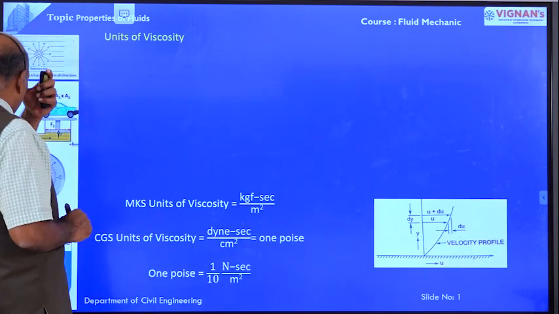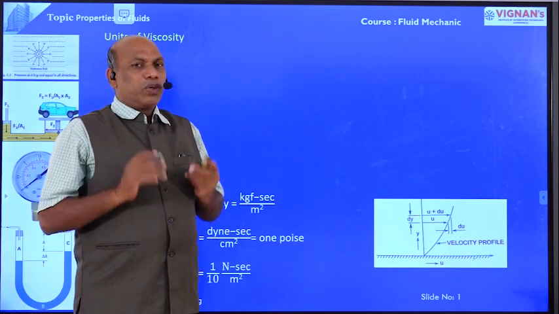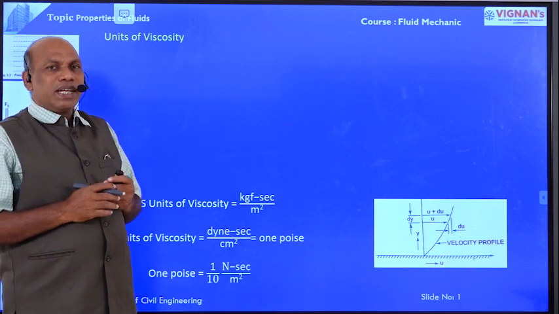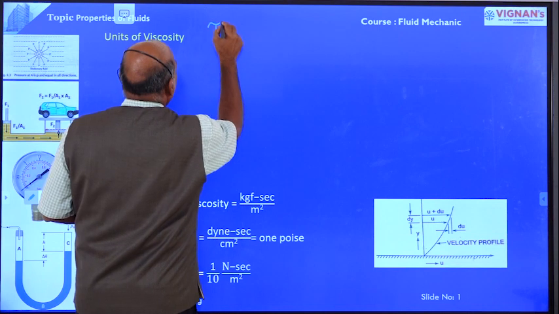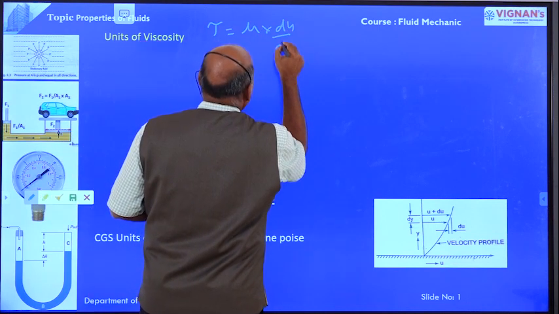Right. Now we are going to derive the units of viscosity. We know one relation between the shear stress, viscosity and velocity gradient, that the relation is tau is equal to mu into du by dy.